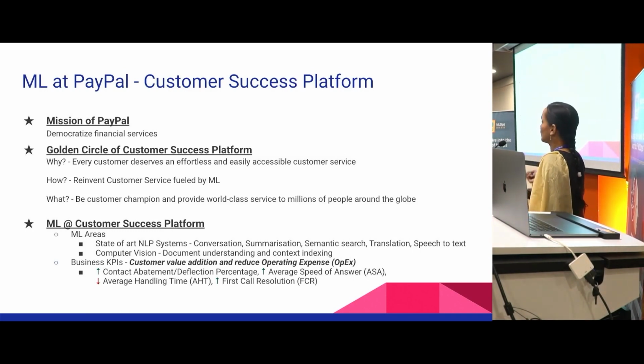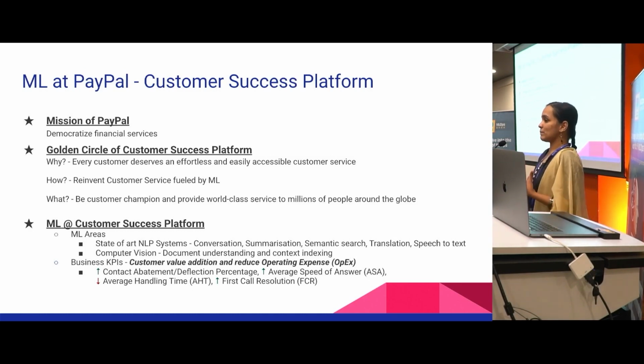Now, to talk about the golden circle, why we do what we do in the customer success platform: we understand that every PayPal customer deserves world-class customer service. So we try to achieve it using our state-of-the-art cutting-edge technologies, in this case ML. We have been a customer champion for around 2 decades now, and we aspire to continue to do so. Having said that, let me introduce you to the ML stack.